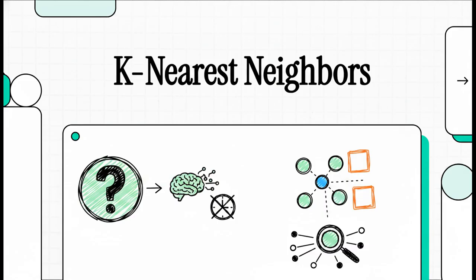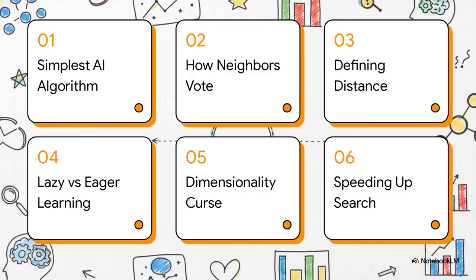I want you to imagine an algorithm that doesn't actually learn, at least not in the way we usually think about it. We're talking zero training time, absolutely no complex parameters to optimize, and no massive neural pathways. Yet this deceptively simple algorithm is quietly powering some of the absolute most advanced systems we use every single day. It's called K-nearest neighbors, or KNN, and today we are going to figure out exactly how this beautifully simple secret works. Okay, let's dive into this.